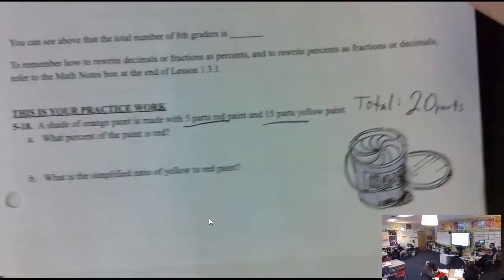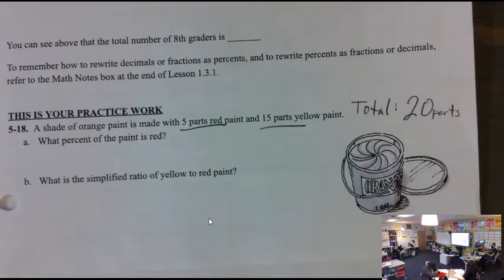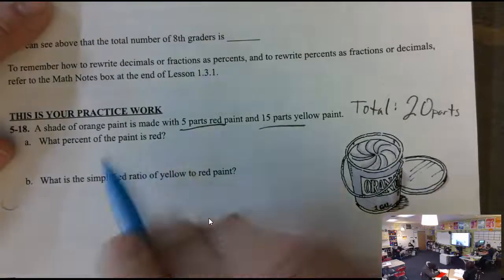And guys, one of the reasons we use parts instead of something else is that depending on what country you're in, they measure in different things, right? Cups or quarts or milliliters or liters or gallons, different countries measure in different stuff. So what percent of the paint is red? I know you asked about B, but we might as well talk about A first.